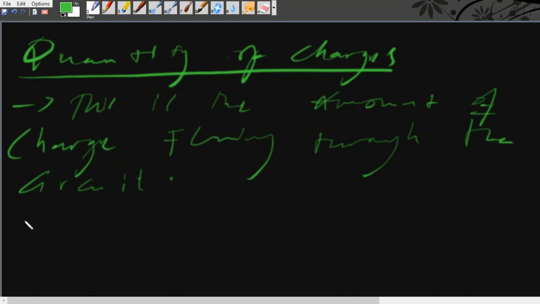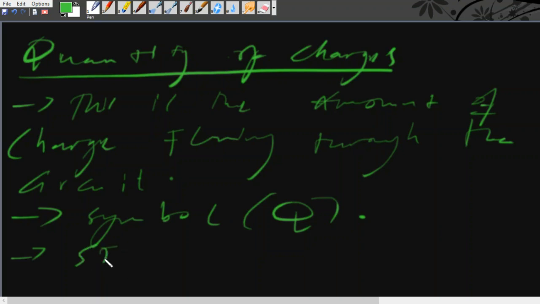The symbol that we use to represent charge is Q. The SI unit of charge is the coulomb, which is represented by the letter C.